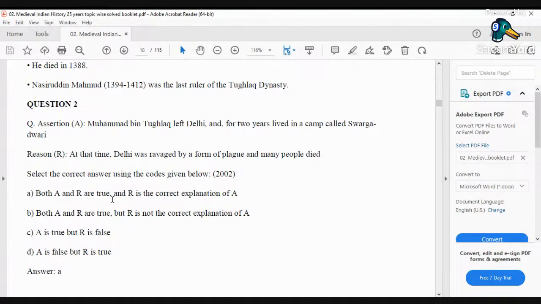So the correct answer to this question would be both A and R are true, and R is the correct explanation of A. Because we know from history that Muhammad bin Tughlaq had to leave Delhi, and after leaving Delhi for 2 years, he was living in a camp called Swargadwari, because at that time Delhi was ravaged by a form of plague and many people died. So he had to live outside of Delhi for 2 years. And we also know that he had once shifted his capital from Delhi to Daulatabad, and again back to Delhi.